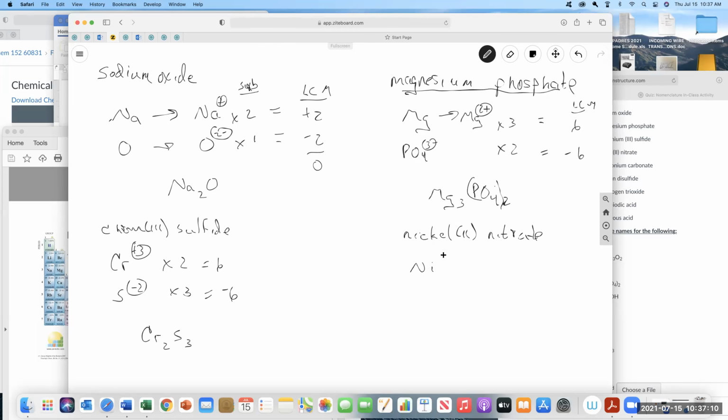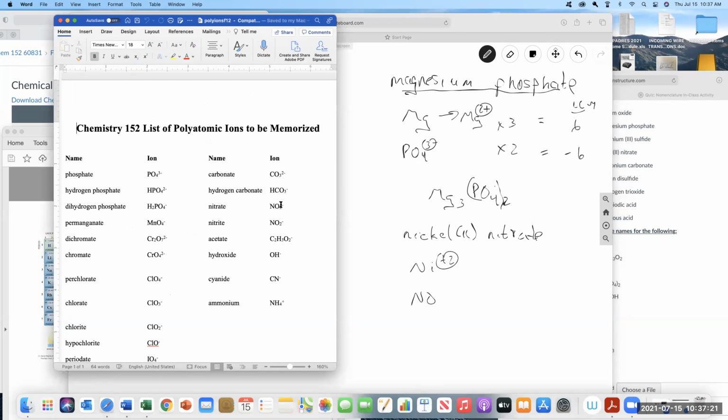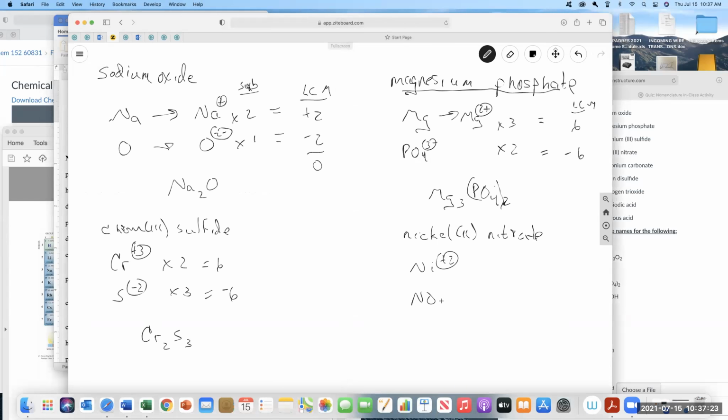Nickel is a +2. So if you see the number in Roman numerals, you automatically know. That makes it actually easier. Nitrate is a polyatomic ion. It is right here. It's NO3 with a -1 charge. So we're going to need 1 of these and 2 of these to make them cancel. Ni, NO3, 2.